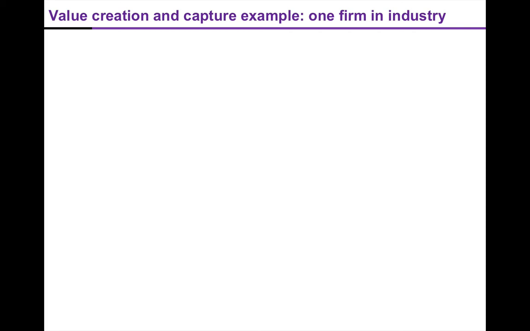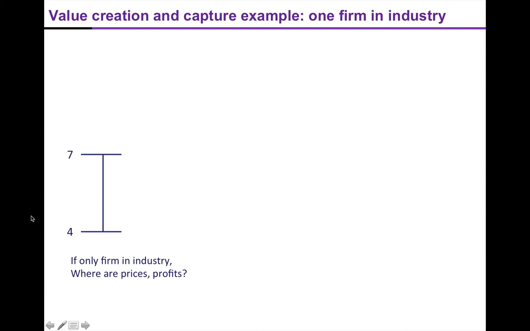Value creation and value capture, one firm in an industry. Okay. Here we have a wedge. This 7 here is the willingness to pay of a consumer for a particular product. Let's imagine that there's one firm in an industry and they offer one product and the consumer willingness to pay for that product is 7. They are able to produce that product at $4. So there's a gap of $3 between 7 and 4 that this firm is positioned within this industry.